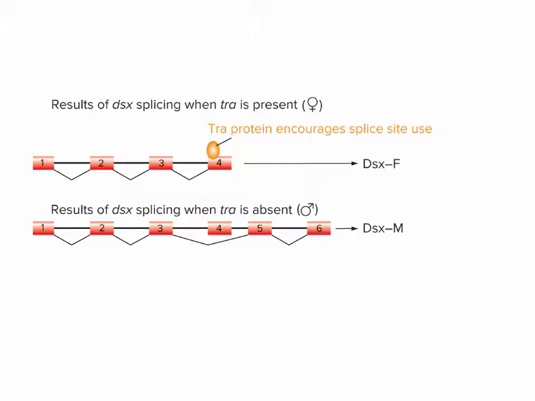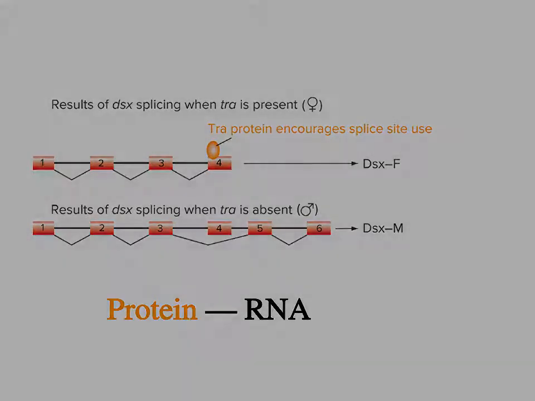Regulation of RNA splicing is how males and females make different doublesex mRNAs and therefore different forms of doublesex protein. Amino acids in the RNA binding domain of TRA protein are attracted to a specific base sequence in doublesex RNA. Transformer regulates the splicing of a limited number of primary transcripts, including doublesex, through specific protein-RNA interactions.